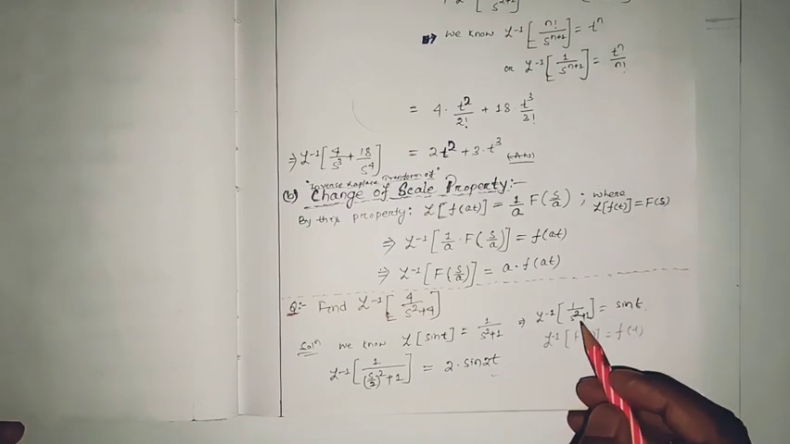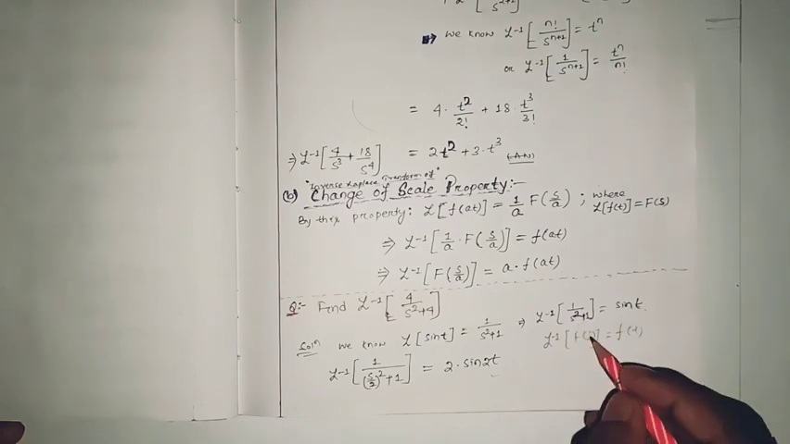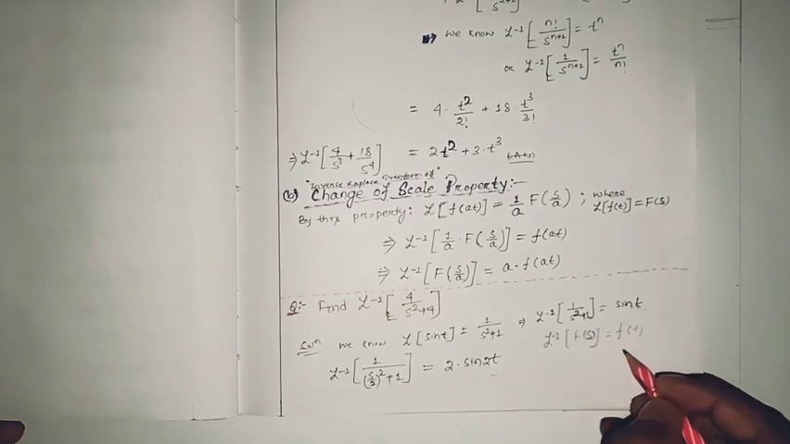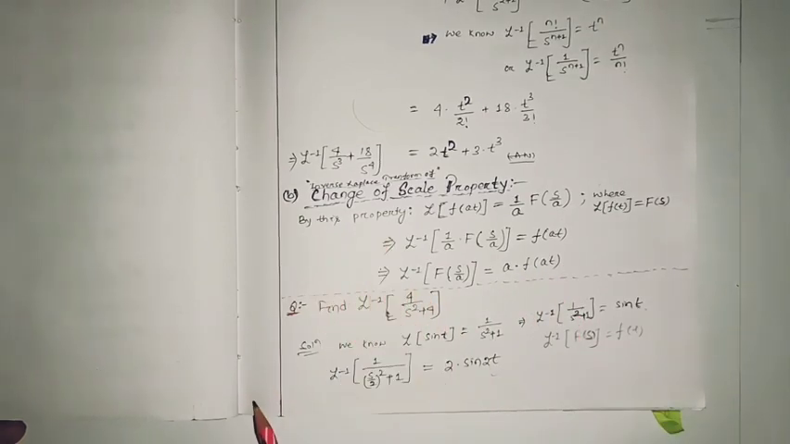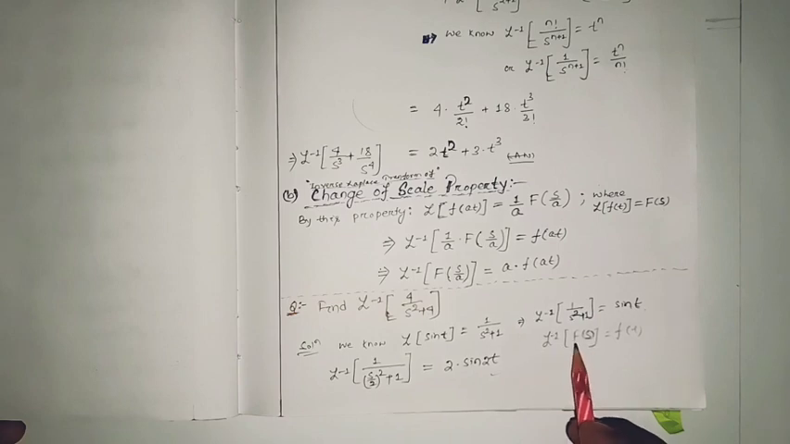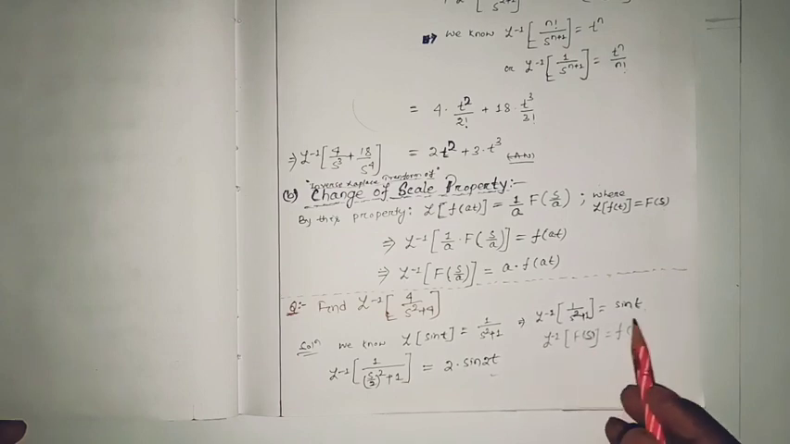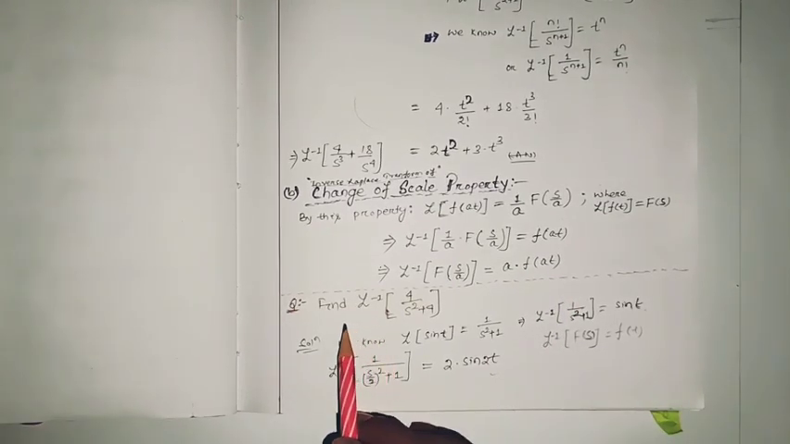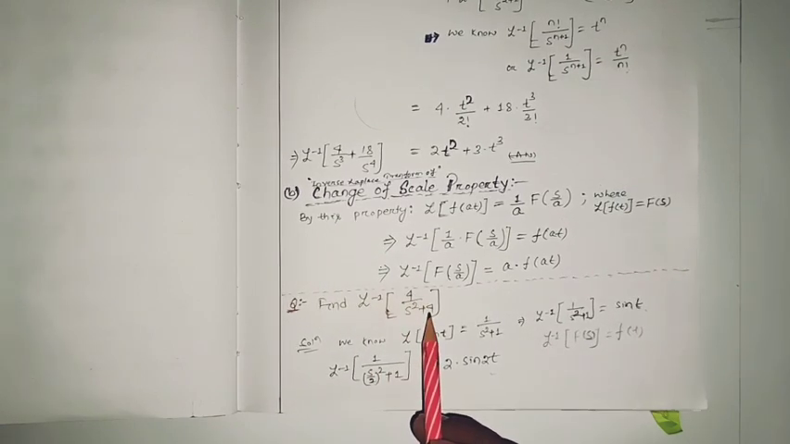Now we have to consider F of s by a. If we are going to consider F of s by a, then obviously the right hand side will be a into f of at according to this property. Inverse Laplace transform of F of s will be equal to f of t. If the inverse Laplace transform of F of s by a is there, then the answer will be a into f of at. Okay. Now, the question is given as inverse Laplace transform of 4 by s square plus 4.